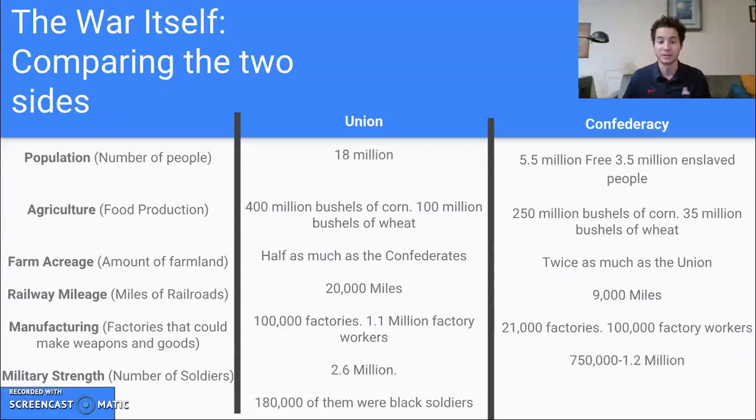But as far as modern industry, the Union had about 20,000 miles of railroad, 100,000 factories, and 1 million factory workers. This also carries over into military strength. The Union, at its highest point, had 2.6 million soldiers, or total over the war, excuse me. Over the war, the Confederacy had anywhere from 750,000 to 1.2 million.